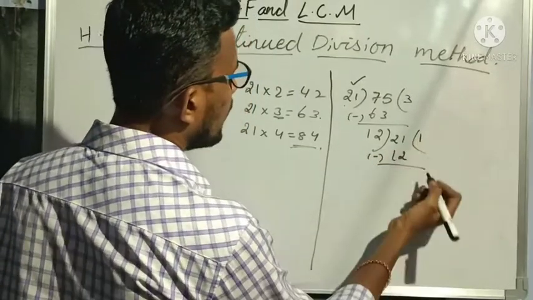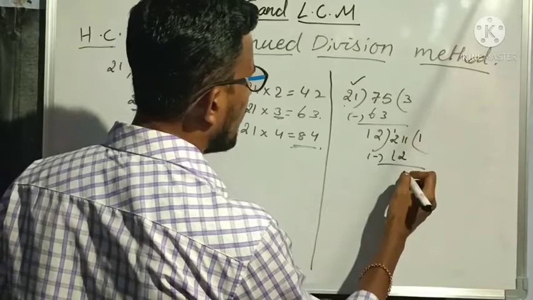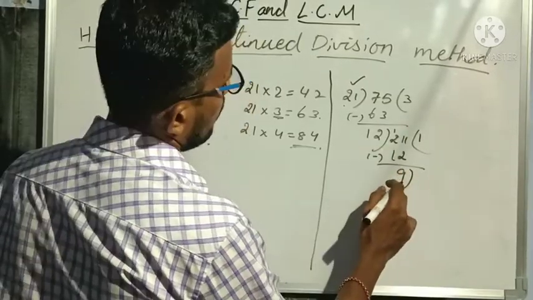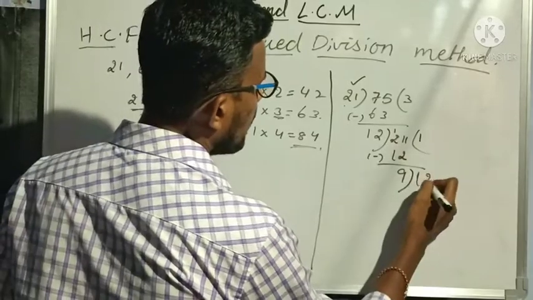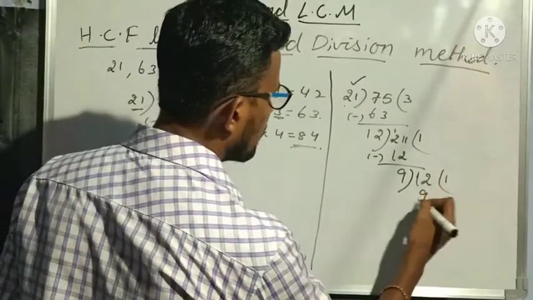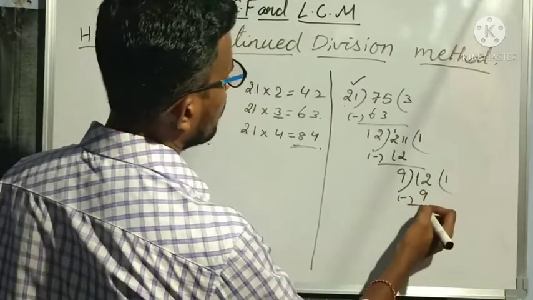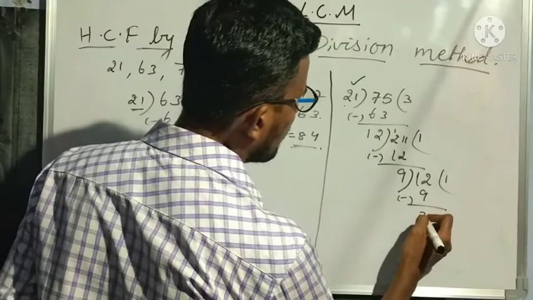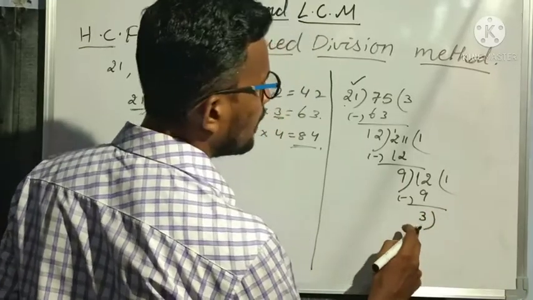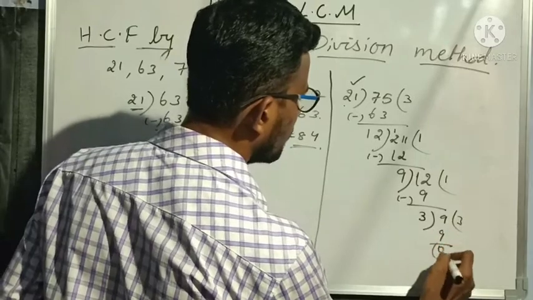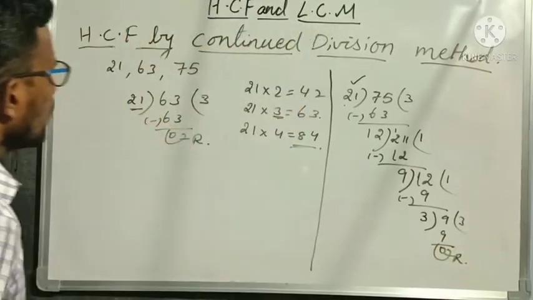So subtraction again. Borrow. 11 minus 2 is 9. 1 minus 1 is 0. So again 9 is the divisor and 12 becomes the dividend. Understood? So 9 table. 9 ones 9. Again 12 minus 9 is 3. So 3 becomes divisor and 9 becomes dividend. So 3 3s 9.